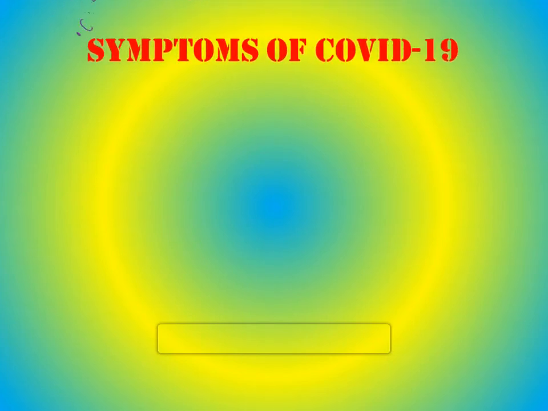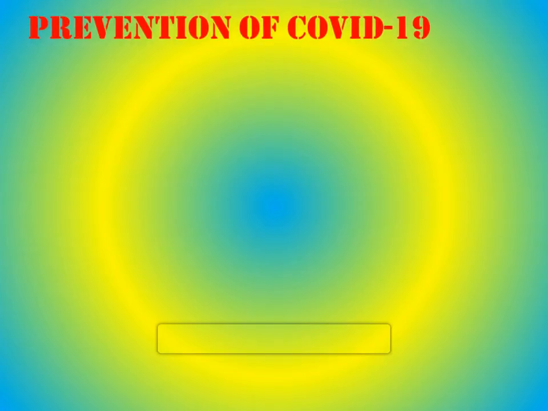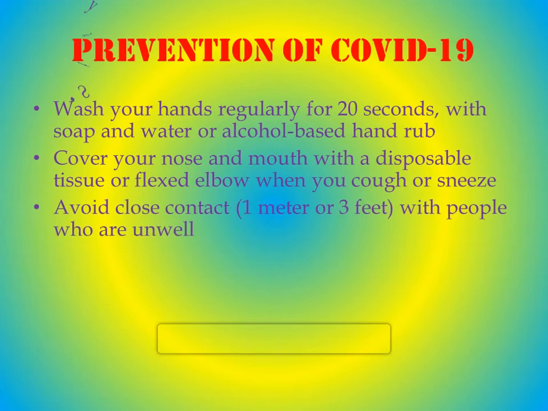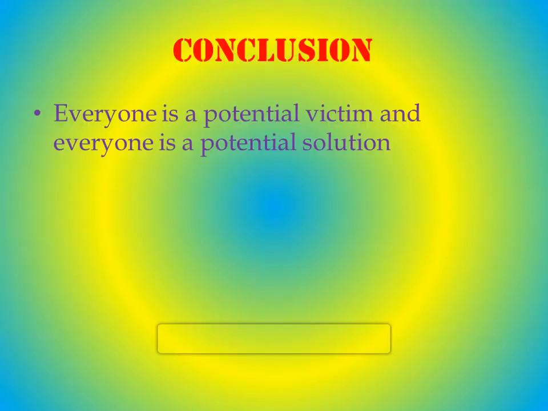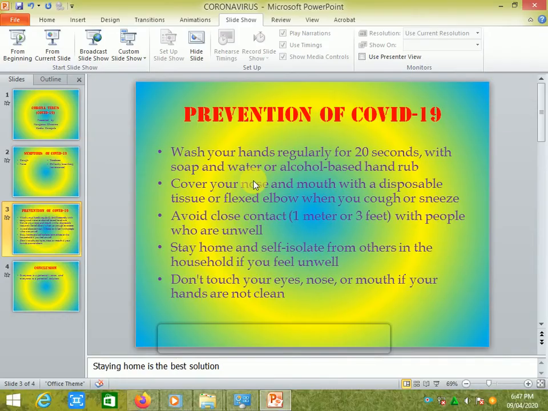So that is now the second slide, the symptoms. When you go to the third slide, the preventions. When you move to the last slide, finally, it goes back to the first slide just as you see. So that comes after you have looped.